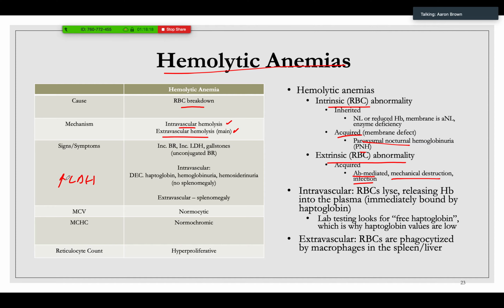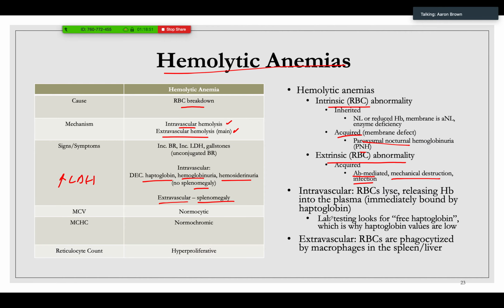Unlike at the mechanic shop, unlike at the spleen, where we're built to handle breaking down red blood cells, you're not going to see all those changes in haptoglobin and hemoglobin in the urine, hemosiderin in the urine. You won't even see swelling of the spleen if it's intravascular. For extravascular, you will see swelling of the spleen because that's where all the magic is happening, right? Does this make sense? The difference between them, why that's kind of important in terms of lab work?